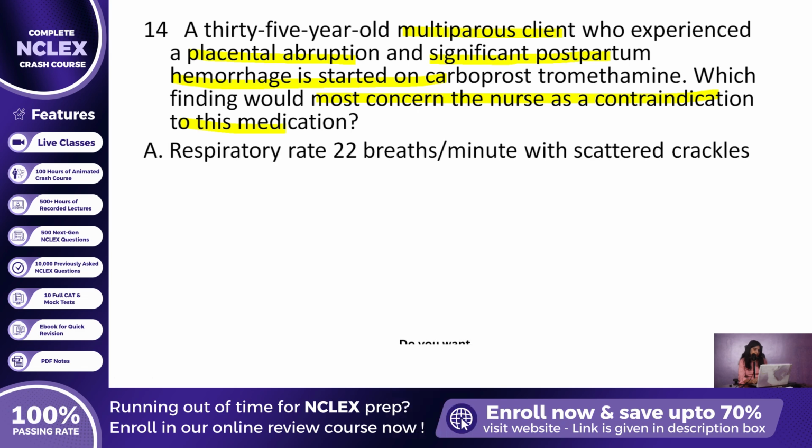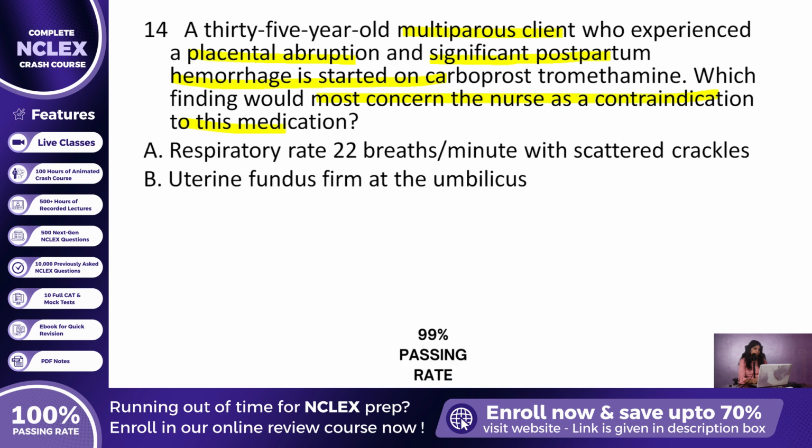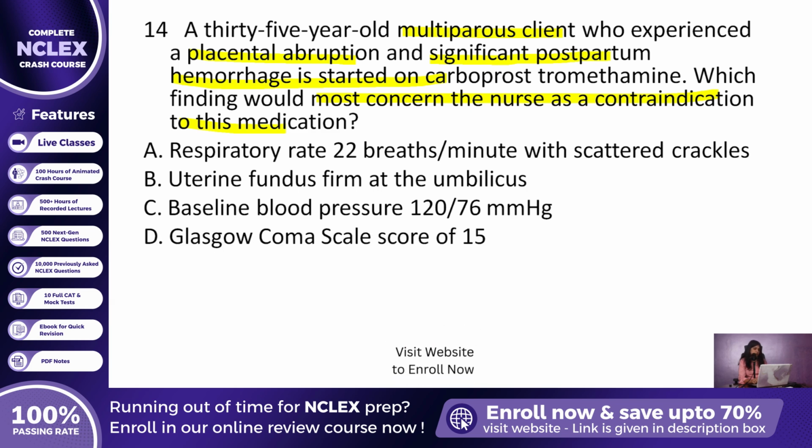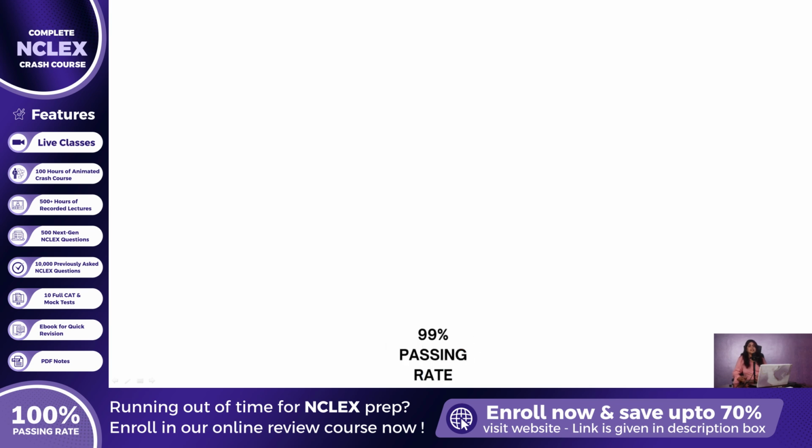Option A. Respiratory rate 22 breaths per minute with scattered crackles. Option B, uterine fundus firm at the umbilicus. Option C, baseline blood pressure 120/76 millimeters of mercury. Option D, Glasgow Coma Scale score of 15. The correct option is option A, which is respiratory rate 22 breaths per minute with scattered crackles. Now, let us understand why this finding signals danger and what makes the other options non-concerning.